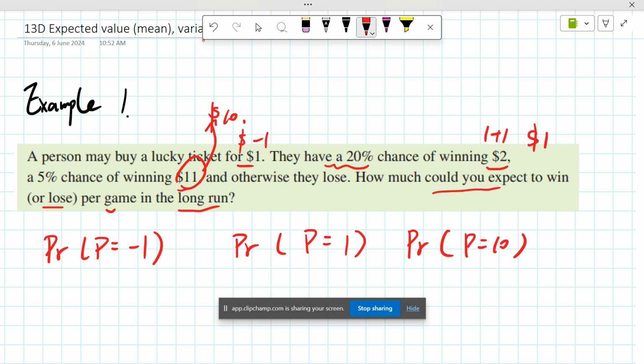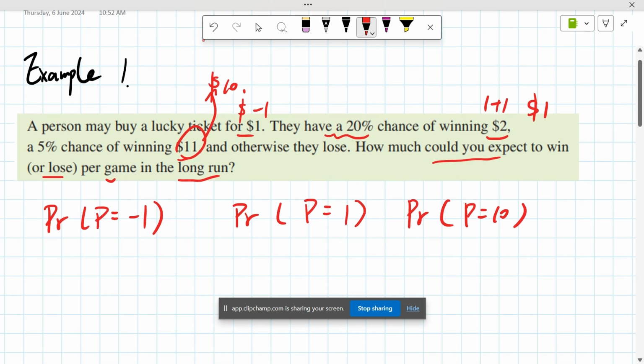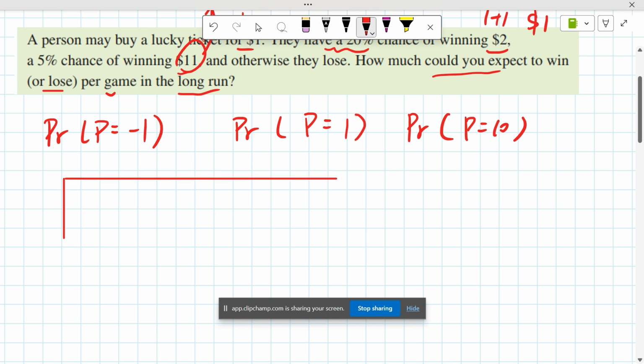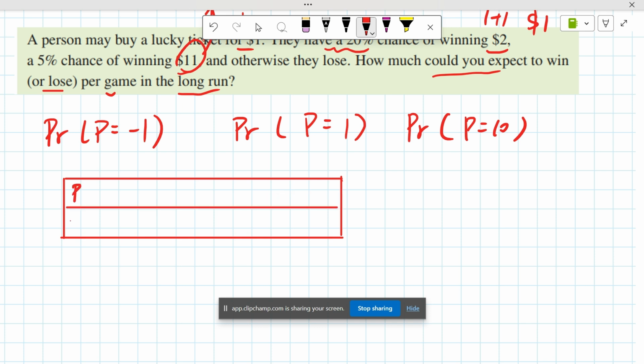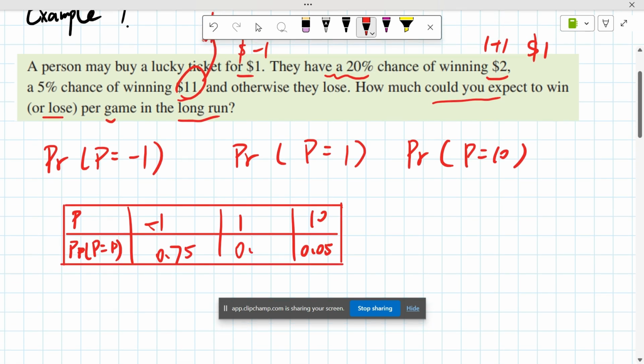Now we're going to work out what happens in the long run. First, we can create a table. We have P, the probability that the payout equals p, for the values -1, 1, and 10. So 0.05 is for 10 because this is 5%, 0.75 is to lose the $1, and 0.2 is to win the dollar. In total, that is 1.